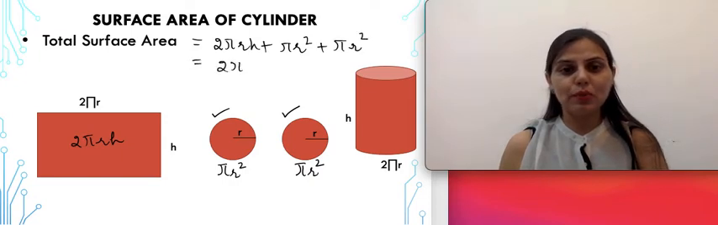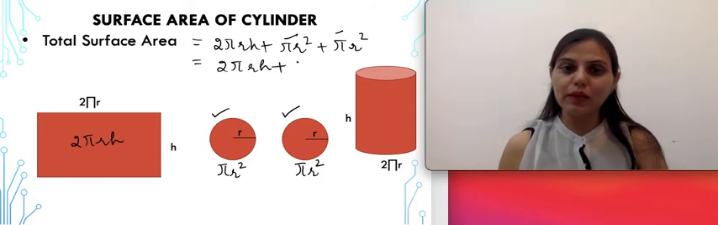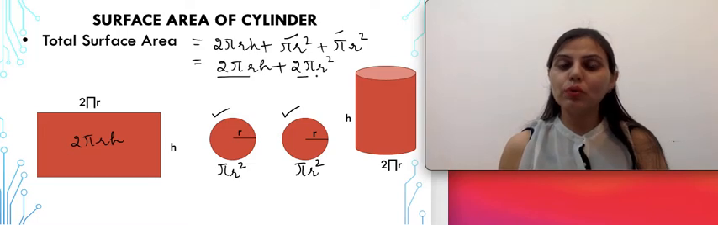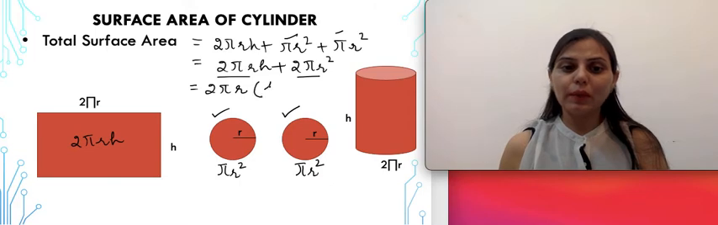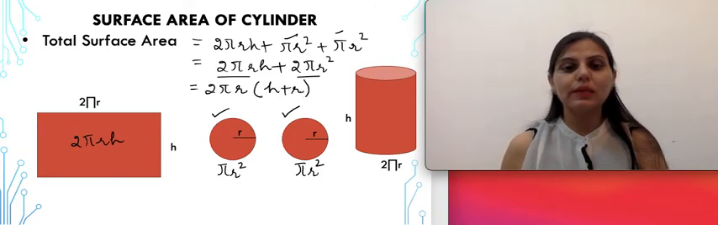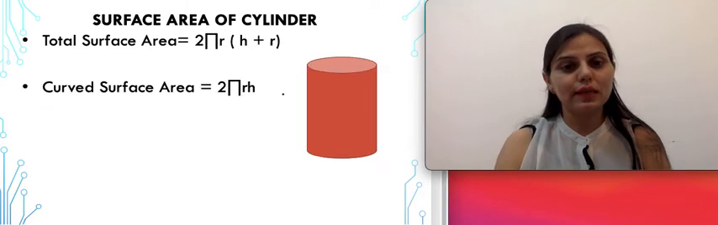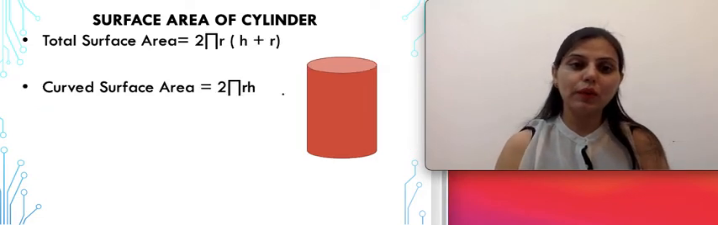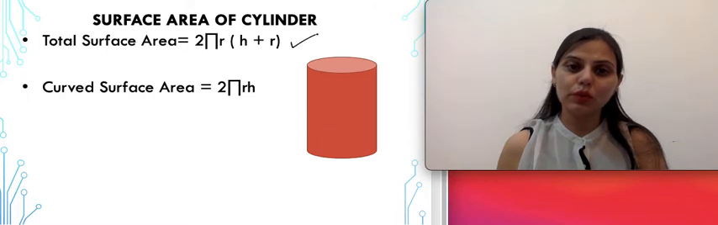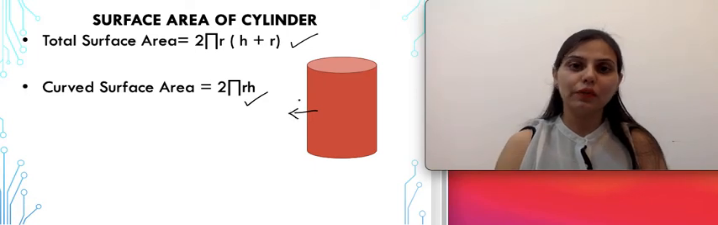In the next step we can write this as 2 pi rh. Since pi r square and pi r square are like terms, these can be added, so we get 2 pi r square here, or from these two terms we can take 2 pi r common. So when we take 2 pi r common, the formula becomes 2 pi r in brackets h plus r. So this gives us the total surface area of a cylinder. So here we can see the formulas. The first one is for the total surface area of a cylinder, and the second one gives us the curved surface area, which includes only the middle part of the cylinder.